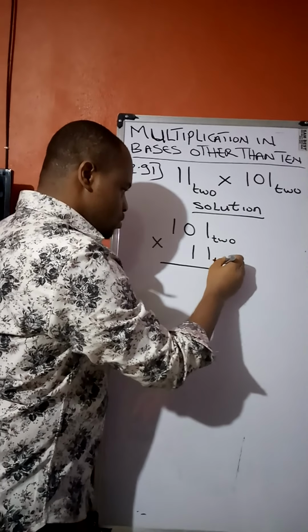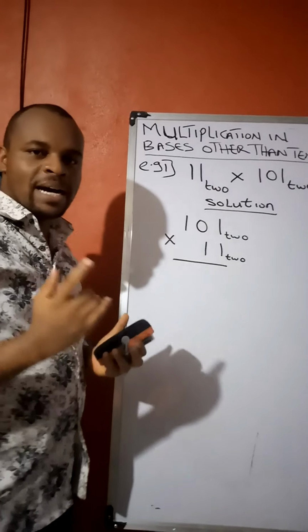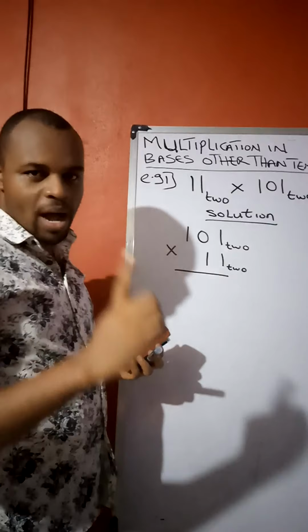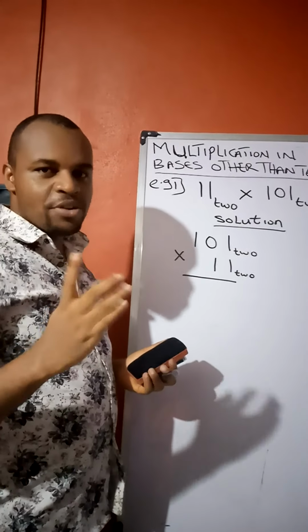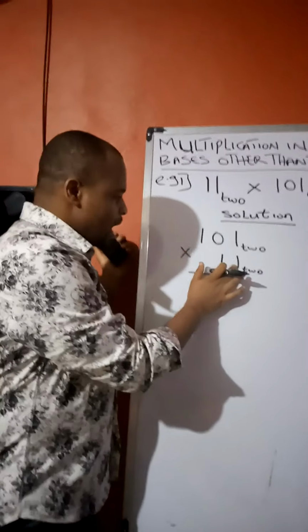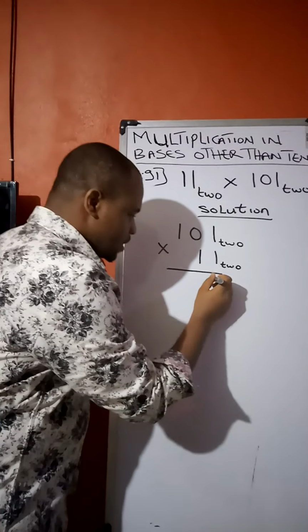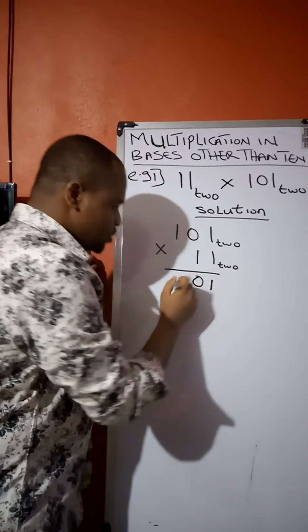Base 2. And remember that in your base 2, you cannot have any number that is greater than what? 1. Because the rule is for any base, the highest number you can see is that base minus 1. 1 times 1, 1. 1 times 0, 0.